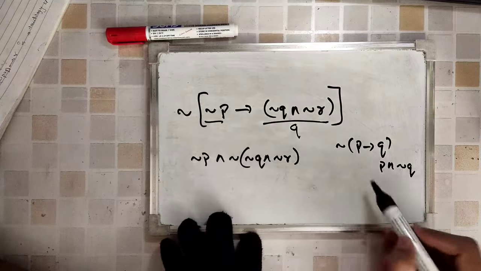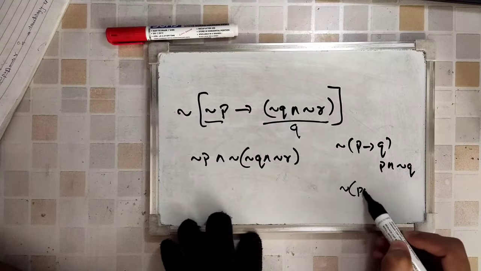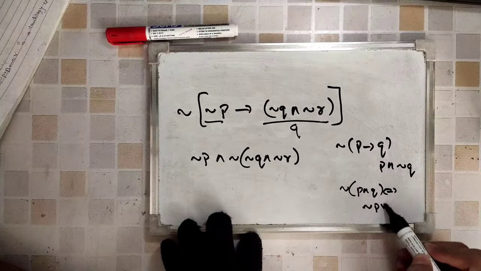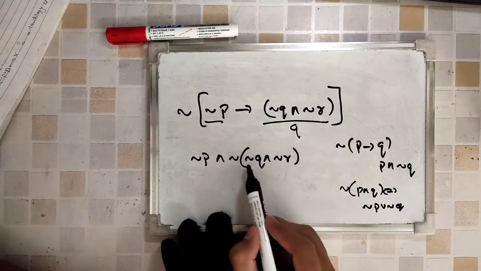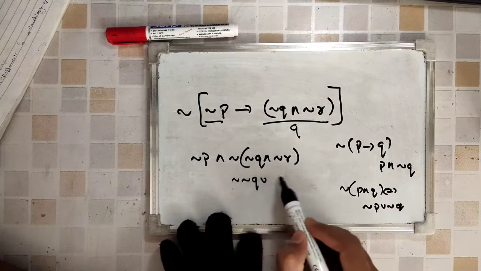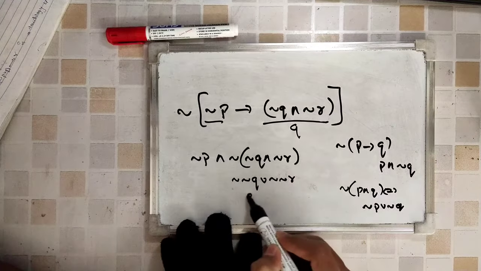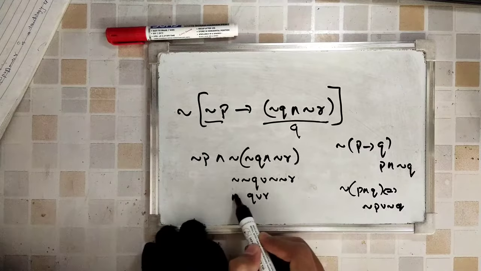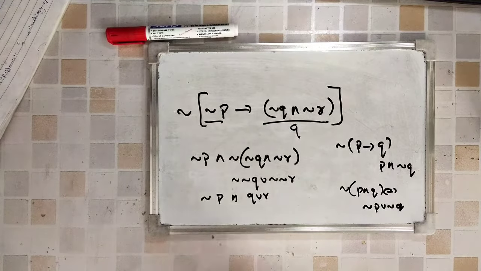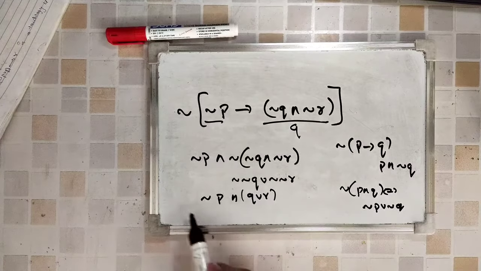So we know that, right? Again I'll write, negation of P and Q is logically equivalent to negation P or negation Q. Since we have a negation inside also, I will have double negation Q or double negation R, which is nothing but Q or R. So negation P and Q or R. Okay, so I got this.